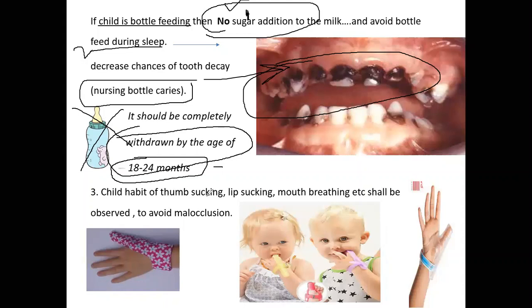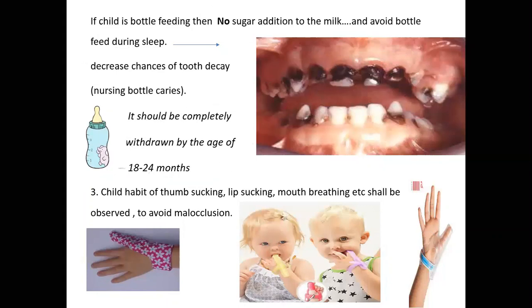Then, abnormal habits: we ask the mother to focus on the habits of a child. Like, you can see here, a baby has a habit of finger sucking or maybe thumb sucking. These habits can be prevented by the application of covers which are given over the finger, or over the thumb, or whatever digit a baby is sucking. This is all included in prenatal and postnatal education of a mother.